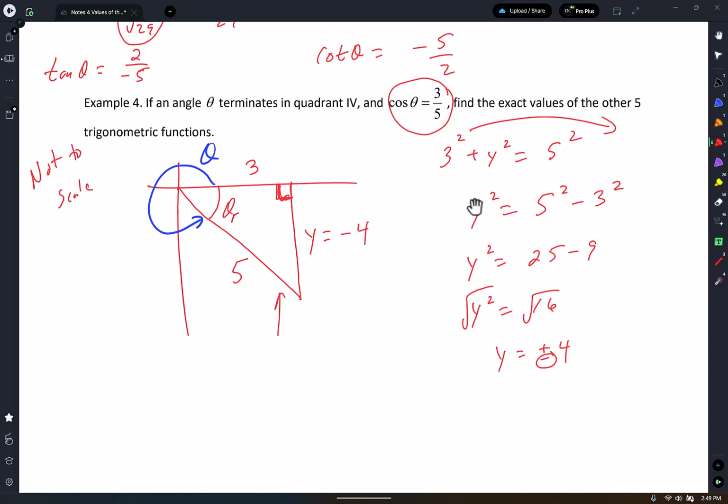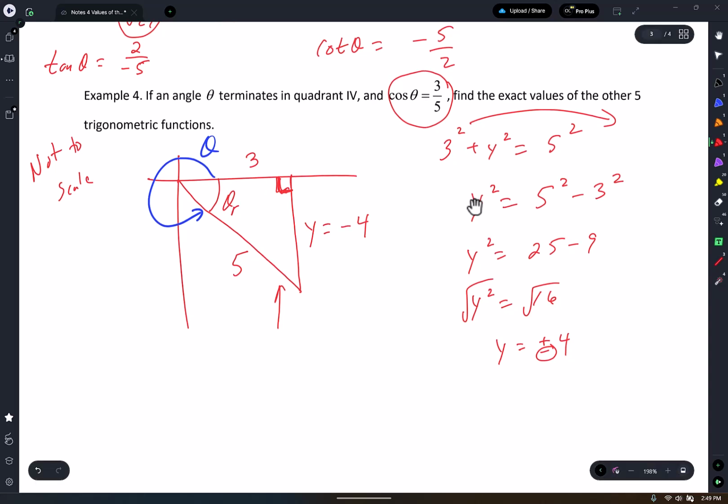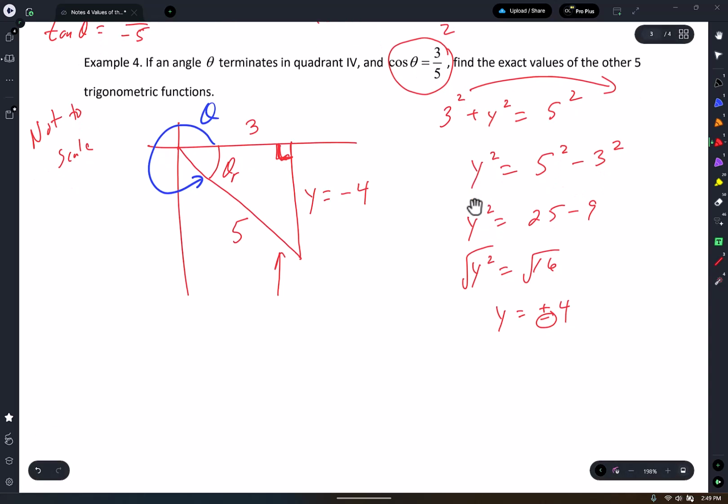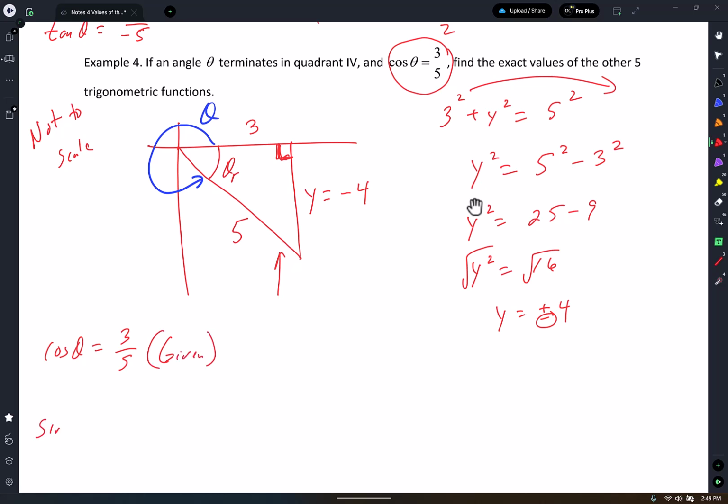Guys, ask me questions. Do you remember this? Okay, I'll stop. There it is. We haven't even answered our questions, right? Cosine theta. Cosine was given, 3/5. Sine theta. Well, sine is opposite over hypotenuse. Let the reference help you out. Opposite over hypotenuse. So it's negative 4/5.